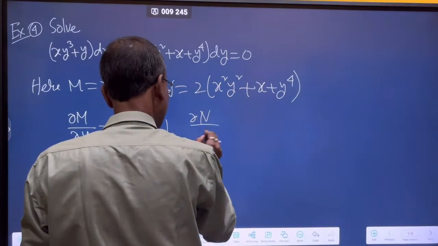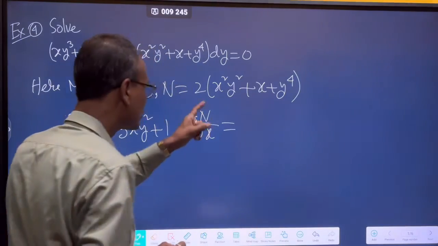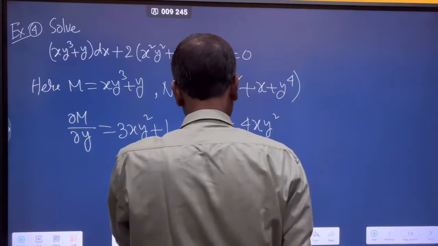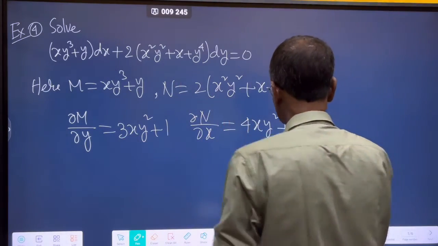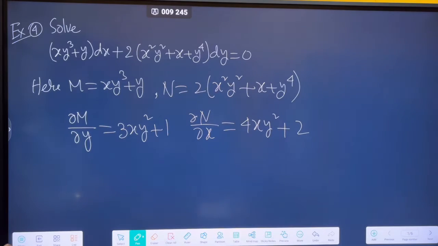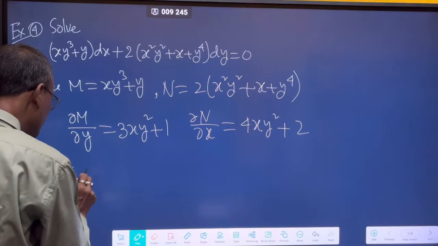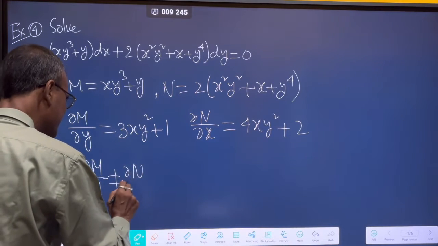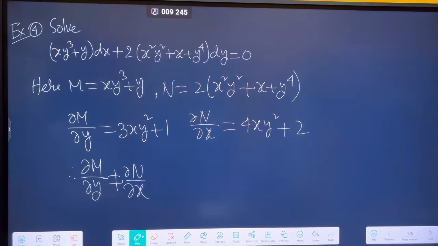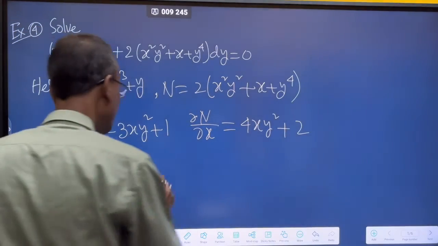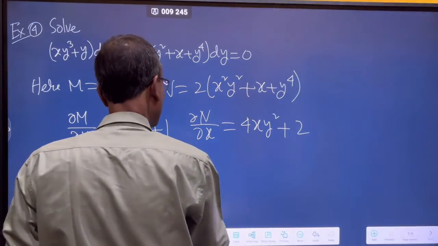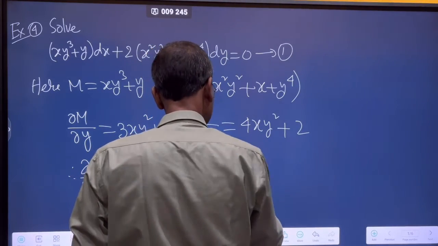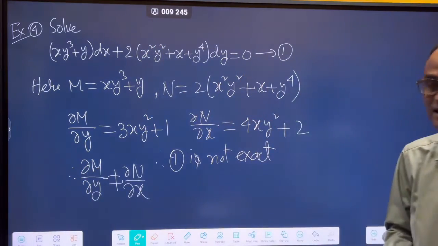What is ∂N/∂x? With respect to x, treating y as constant, it will be 4xy squared plus 2. Therefore, ∂M/∂y is not equal to ∂N/∂x. Therefore, 1 is not exact. Suppose this differential equation is 1. This differential equation is not exact.